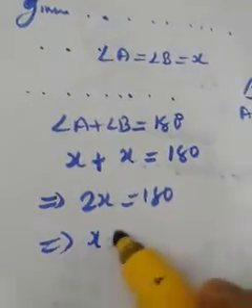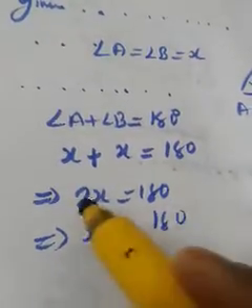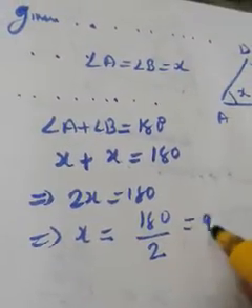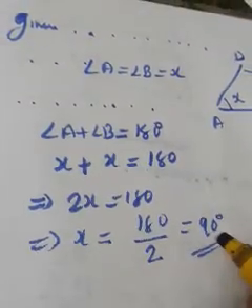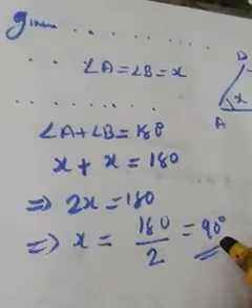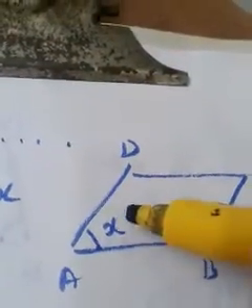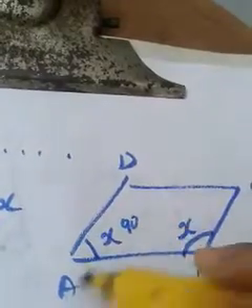So that implies what is x? 2x is 180. Take this 2 to the right side and divide by 2. 180 by 2 is 90 degrees. So in that way, we got the value of x as 90. Any problem? That means angle A is nothing but x, and x we got as 90. So angle A will be 90.